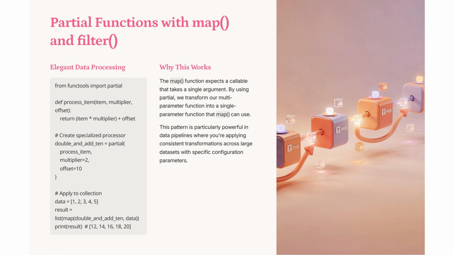Using partial functions with map and filter allows for elegant data processing. By fixing certain parameters, we transform multi-parameter functions into single-parameter ones, suitable for map. This is effective in data pipelines, enabling consistent transformations across datasets with specific configurations, as demonstrated by doubling and adding 10 to each item in a list.